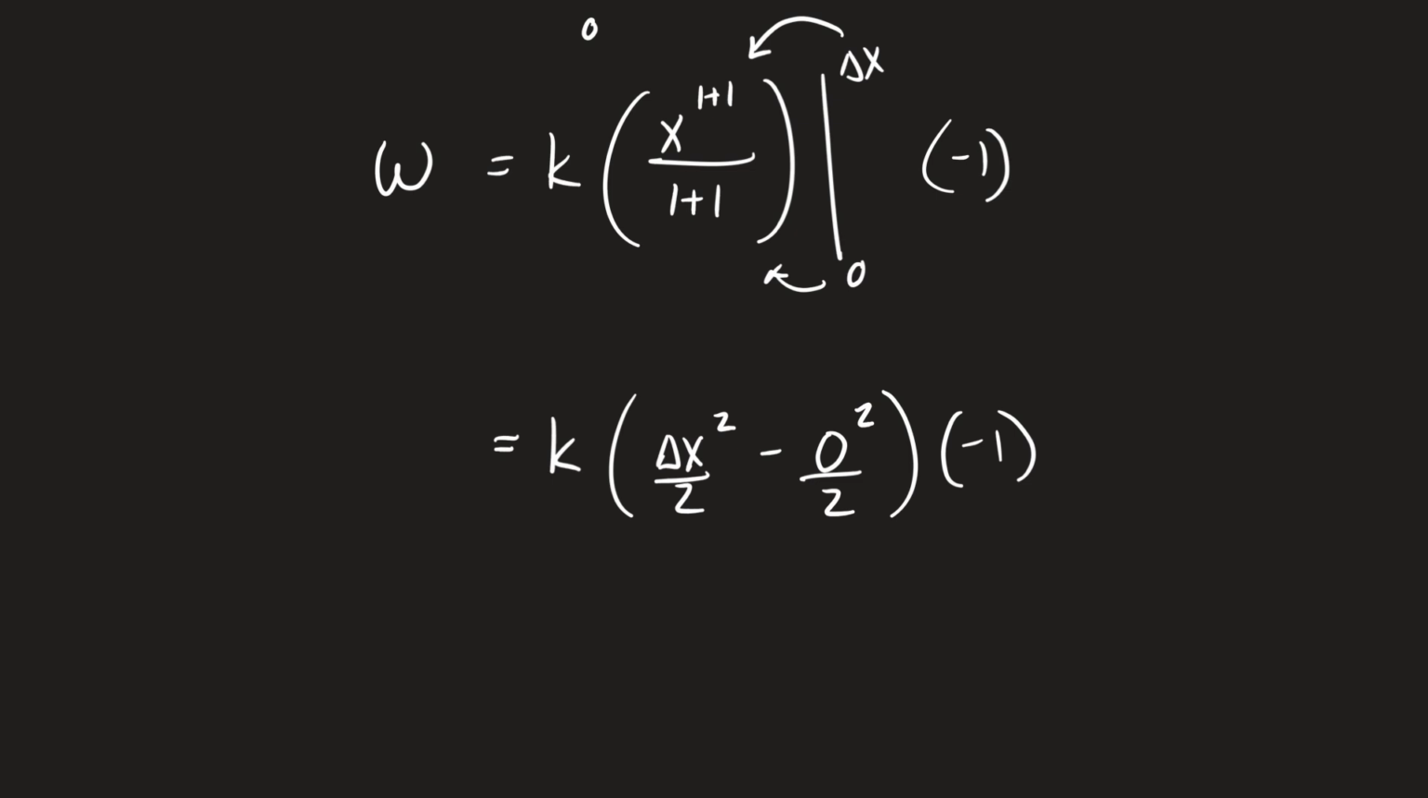Now, I'm done. I have successfully integrated my expression for force with respect to distance. So now I have to clean this up, and I hope you'll know this is 0. I'm going to have a negative, and this all looks like negative 1/2 k delta x squared. The work done by the spring while it was being compressed.